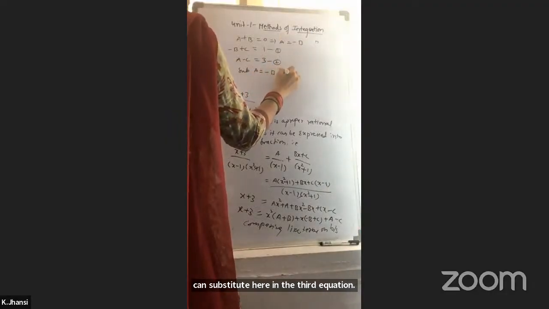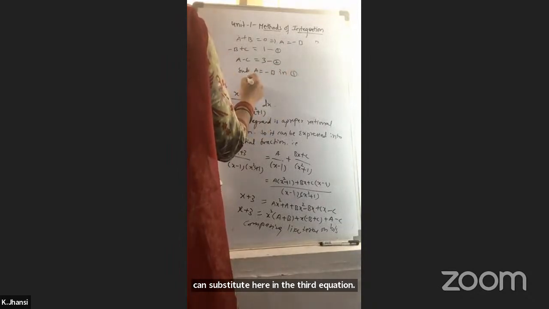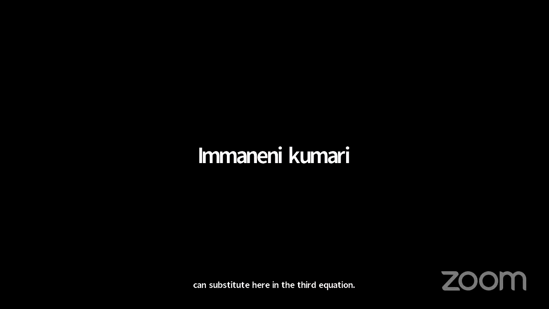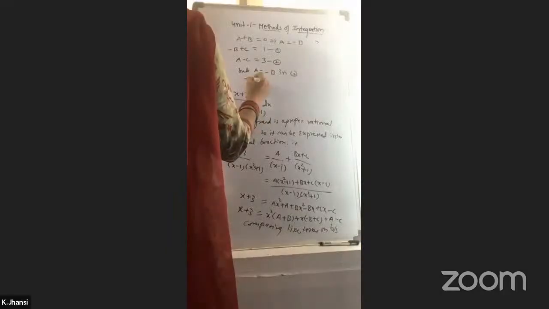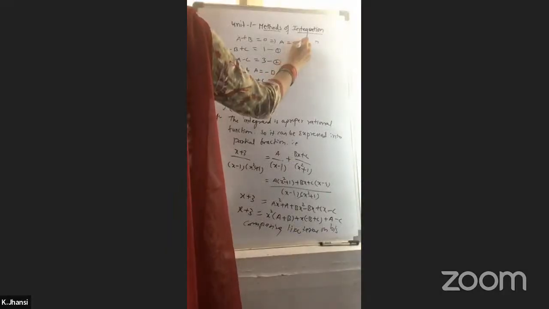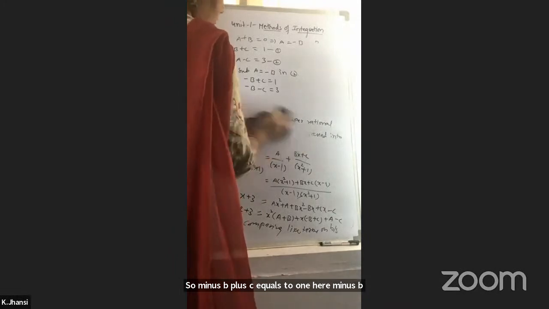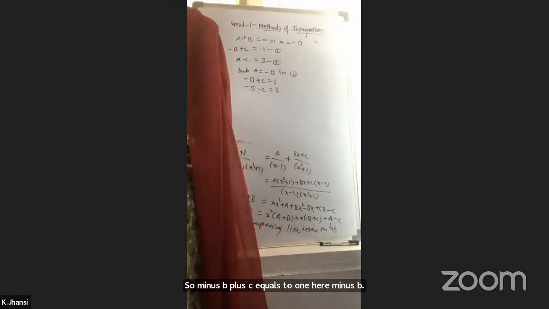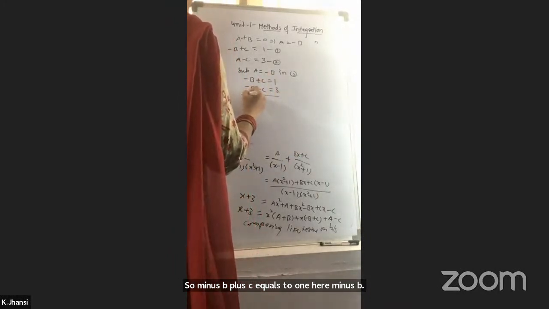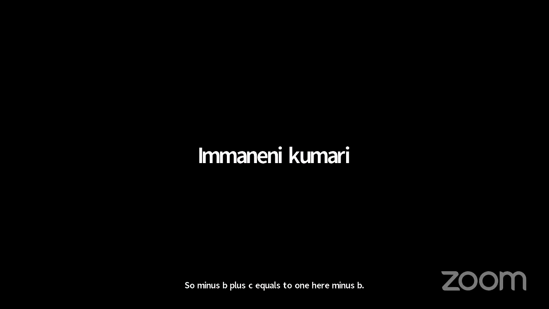Minus b in 1. So what will happen? Minus b plus c equals 1. Here minus b minus c equals 3. So if we add, what will happen? Both will get cancelled.